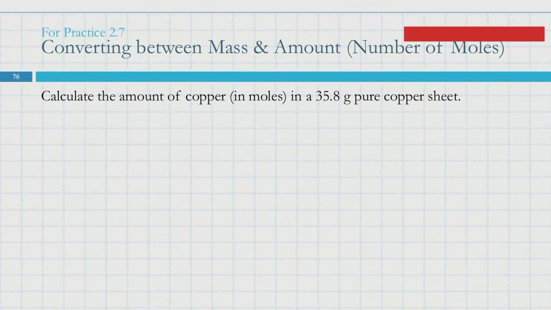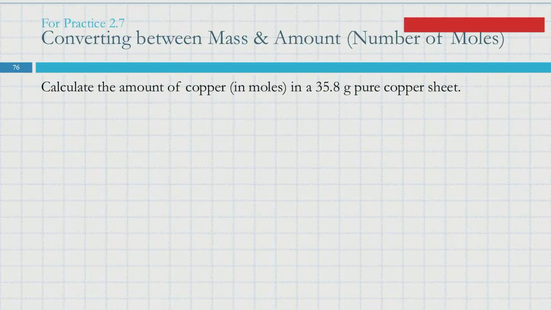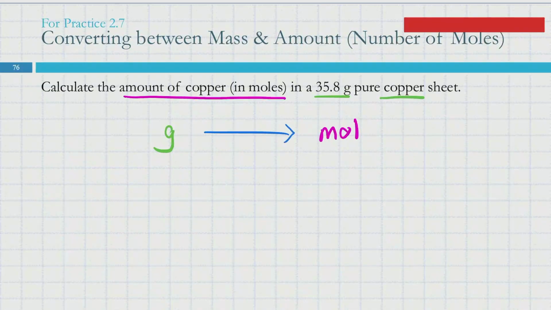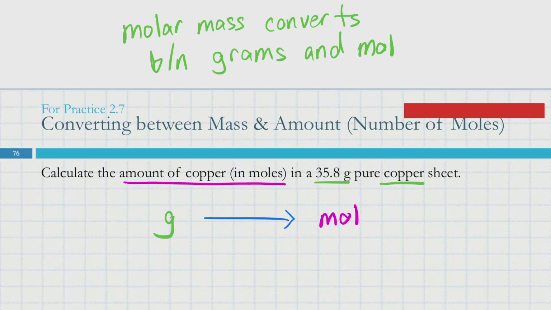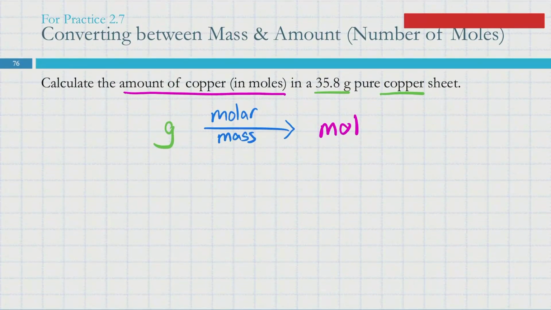So let's say that we've got a 35.8 gram sheet of pure copper. We want to know how many moles is that. So starting with grams, going to moles, what's the thing we're going to use to do that? Molar mass. We need the molar mass for copper. What's the symbol for copper?